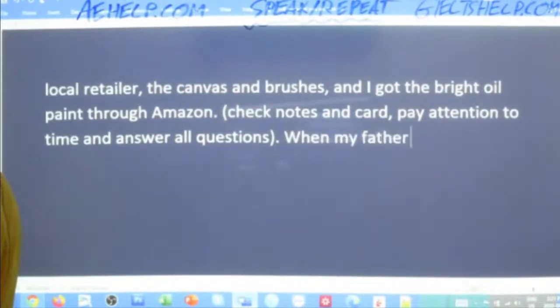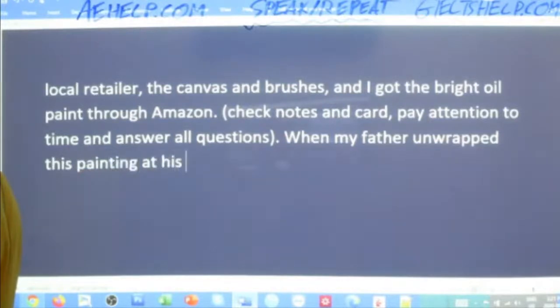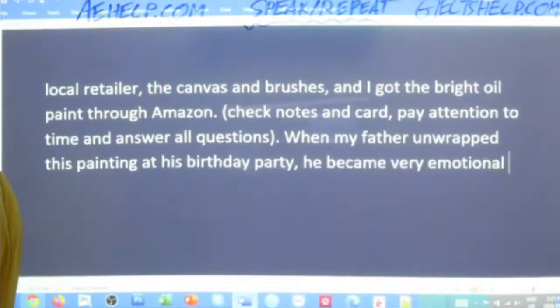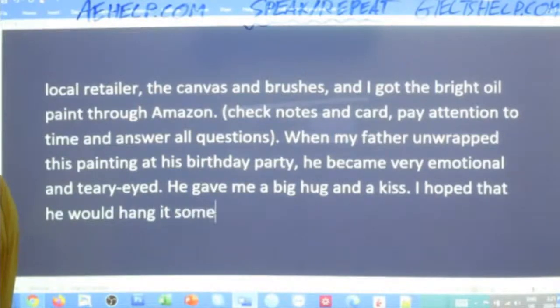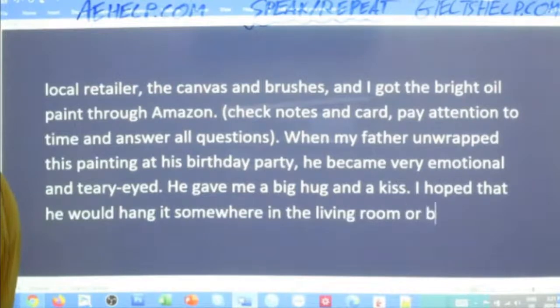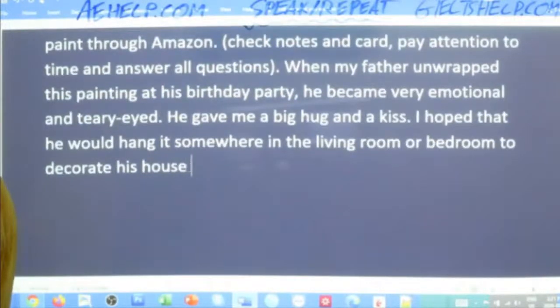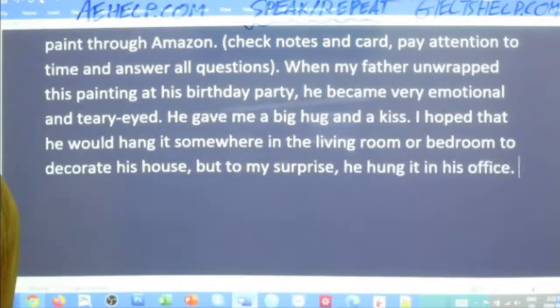When my father unwrapped this painting at his birthday party, he became very emotional and teary-eyed. He gave me a big hug and a kiss. I hoped that he would hang it somewhere in the living room or bedroom to decorate his house. But to my surprise, he hung it in his office. Okay.